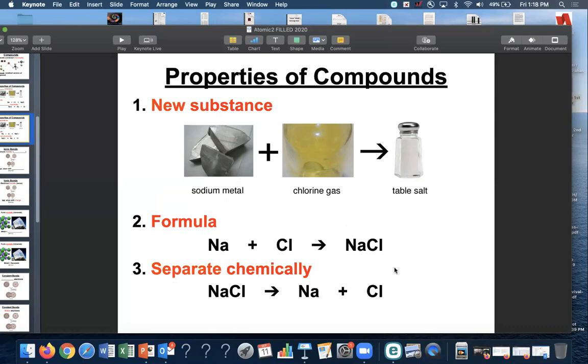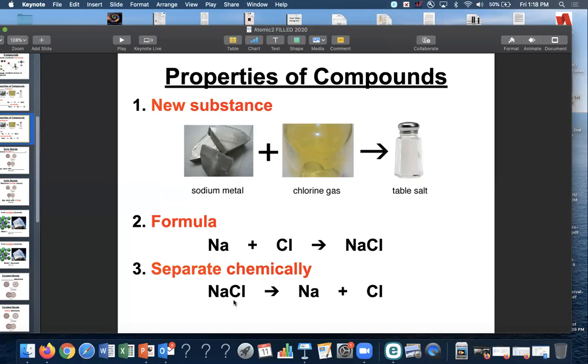And since compounds are joined together chemically, if you're going to separate them, you have to separate them chemically, which is a much more difficult undertaking. It's often a lot more dangerous. It's a lot more involved.